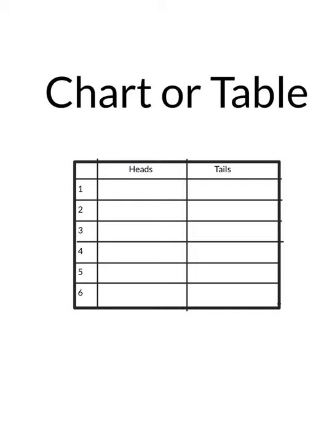A probability chart or table is another way of showing all results or possible outcomes. The chart is quite clear and concise. You can see all outcomes at one time. The downfall to it, though, is that you can only use 2 events.